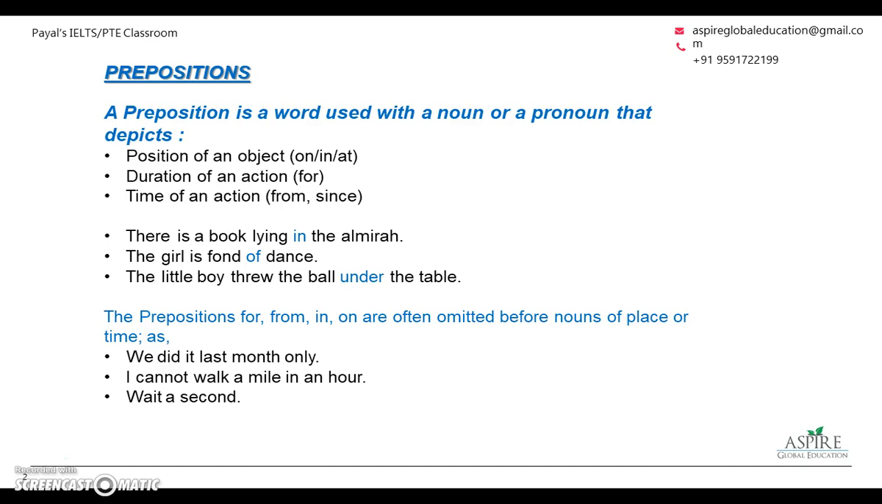So there are some examples given. There is a book lying in the almirah. So in is describing the position. The girl is fond of dance. The little boy threw the ball under the table. So under is also the position.